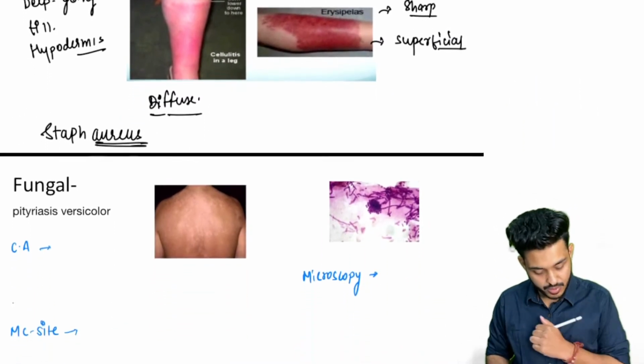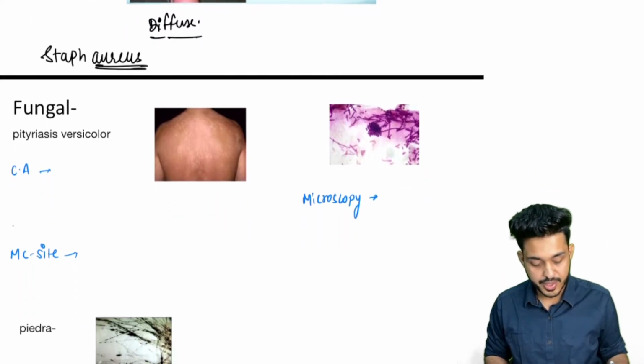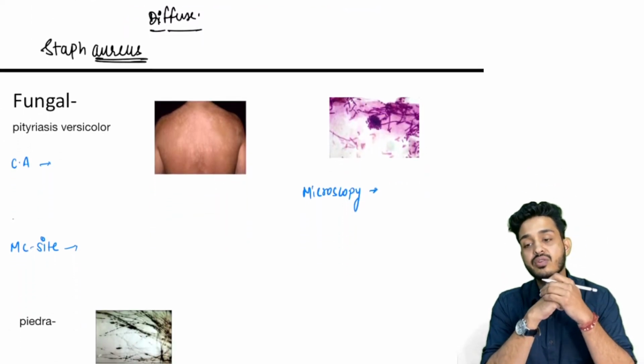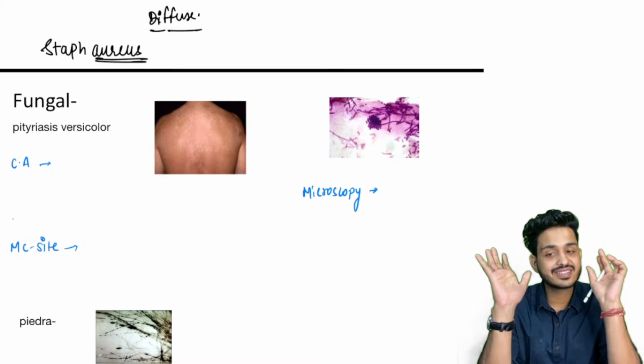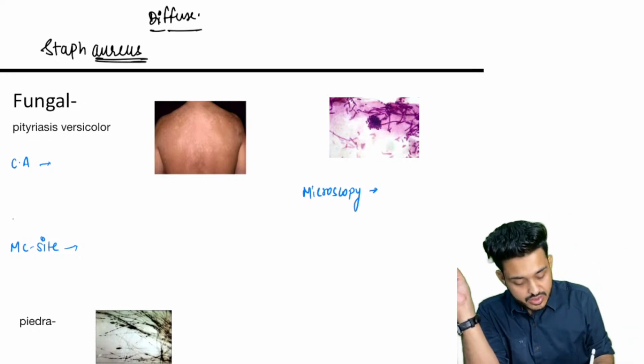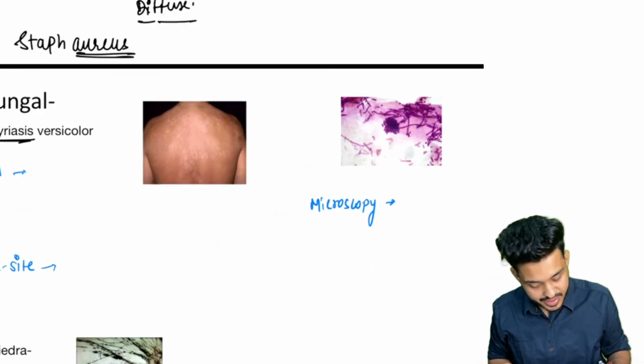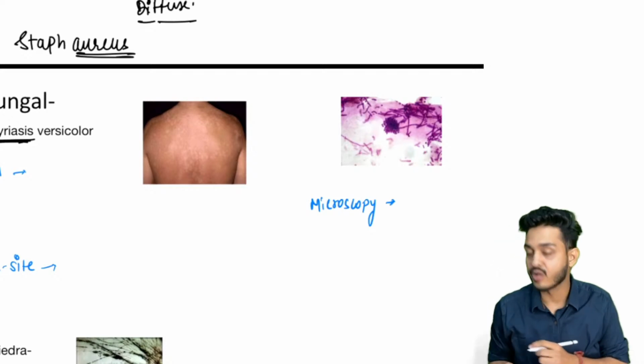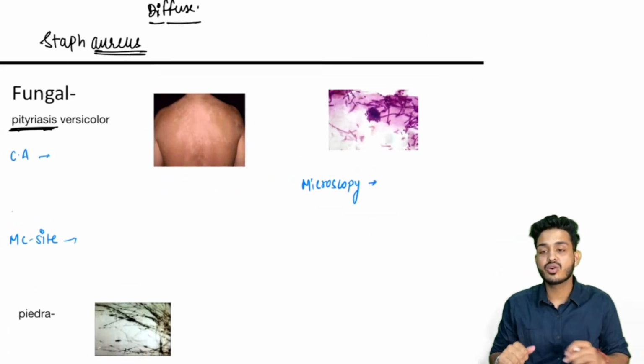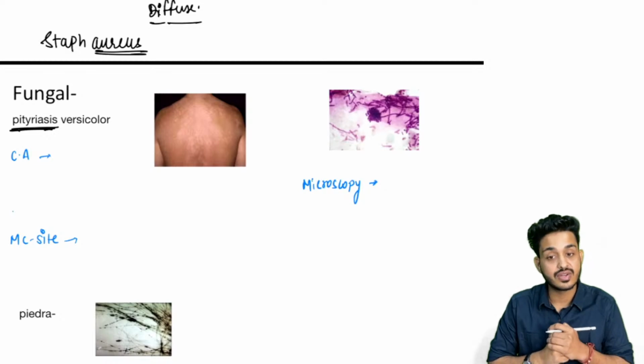Now let's talk about fungal infections. In fungal infection, first thing, I have already told you, the meaning of pityriasis will be scaling. So here you will find a hypo and hyperpigmented rash, that is your pityriasis versicolor. What is the causative agent for pityriasis versicolor?